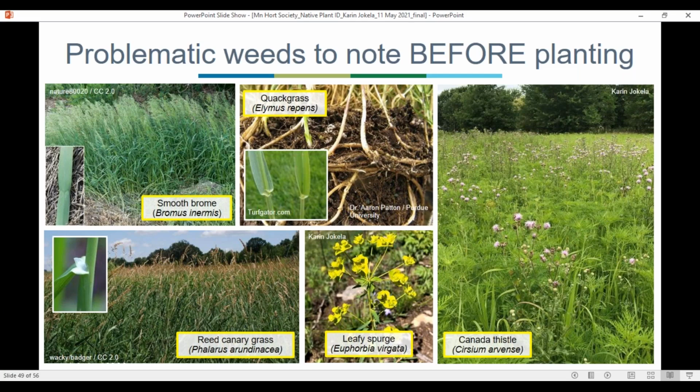Quackgrass, you might be able to identify it because you're pulling it out of your garden and seeing just how long those runners are, the rhizomes. But another way to identify it would be those clasping auricles.